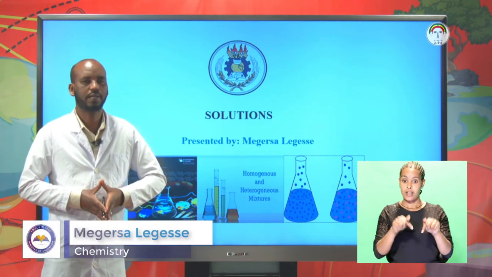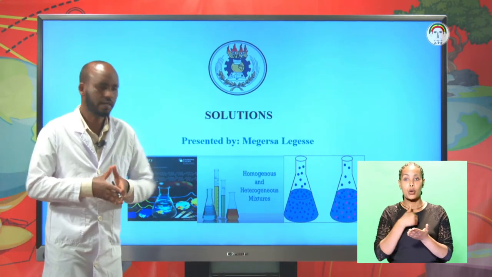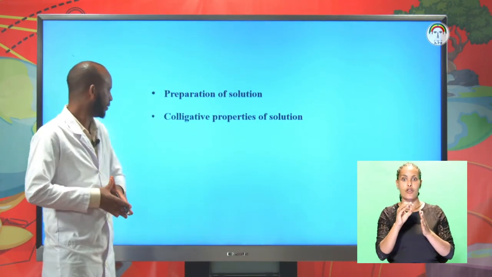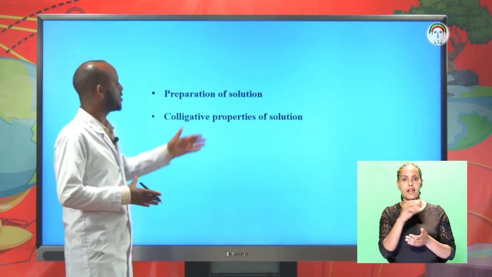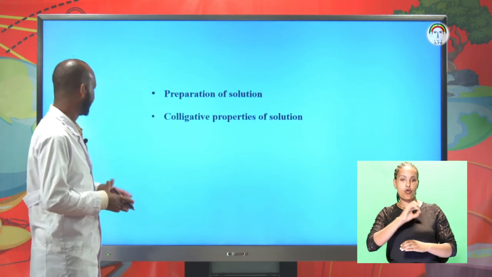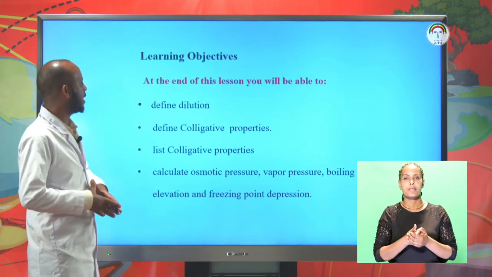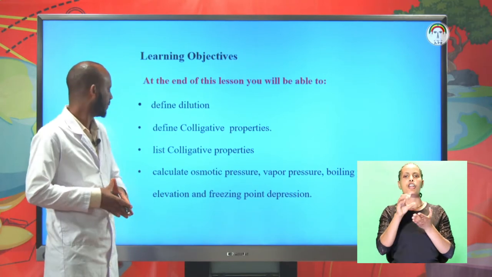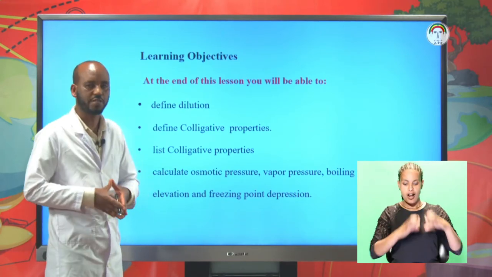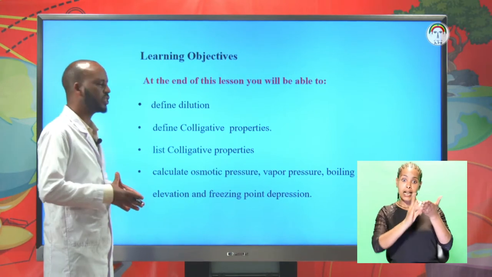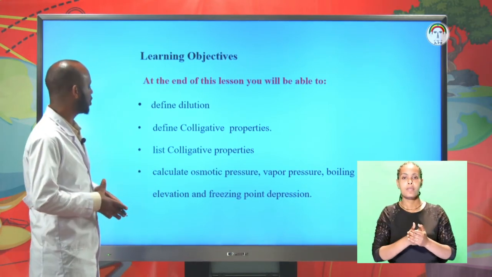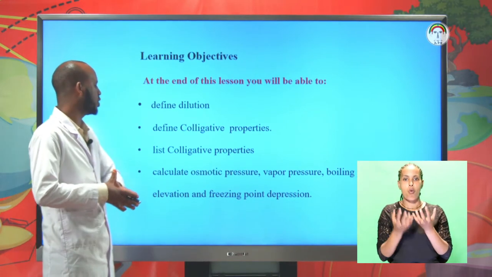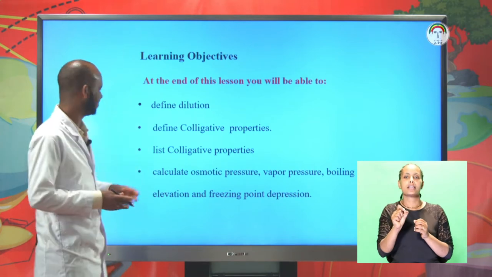In today's lesson, we will learn preparation of solution and colligative properties of solution. At the end of this lesson, you will be able to define dilution, define colligative properties, list colligative properties, calculate osmotic pressure, vapor pressure, boiling point elevation and freezing point depression.